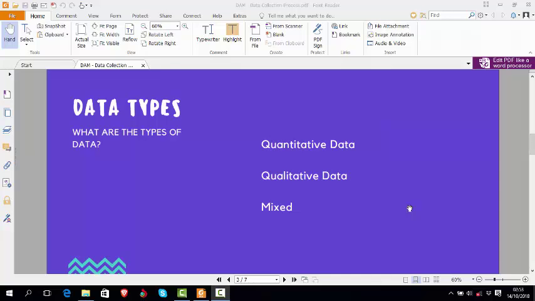And that's one of the reasons mixed data is very okay. It also increases the validity of our evaluation. So it makes your evaluation valid because you have several things to explain. And it also helps you explain unexpected results.